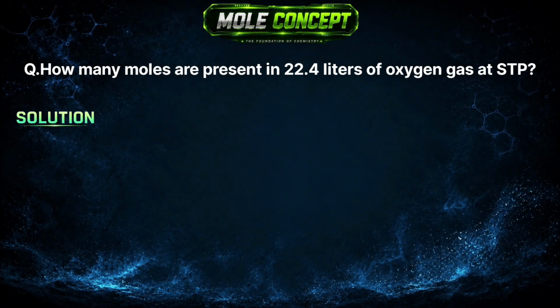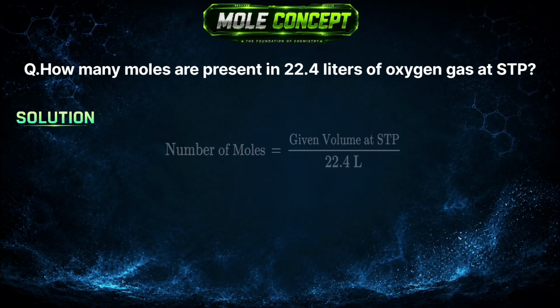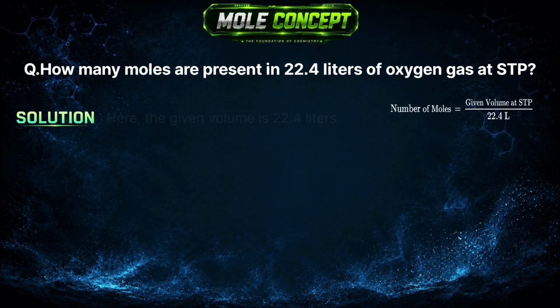How many moles are present in 22.4 liters of oxygen gas at STP? In this question, we need to find the number of moles. Since the volume of a gas is given at STP, we use the formula. Number of moles equals given volume at STP divided by 22.4 liters. Here, the given volume is 22.4 liters.